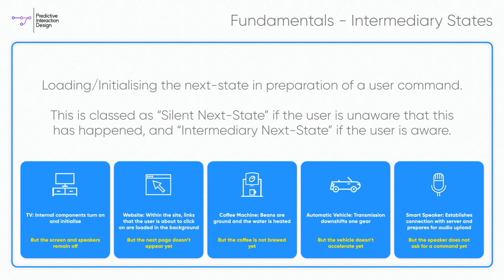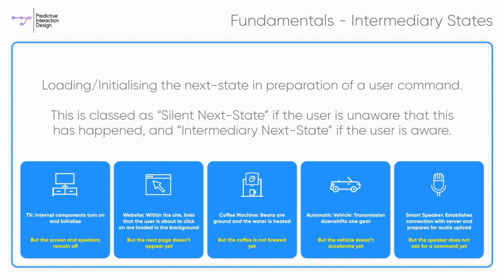Now, the user might actually hear that something's happening in the coffee machine. They would hear the grinder whirring away and the hissing sound of the water being heated. But again, remember, we're not giving them the result of their command, but they might perceive that some changes have been made. Now, this is an intermediary next state, where we prepare for the user command, but we can't actually do that in a manner that won't be sensed by the user.